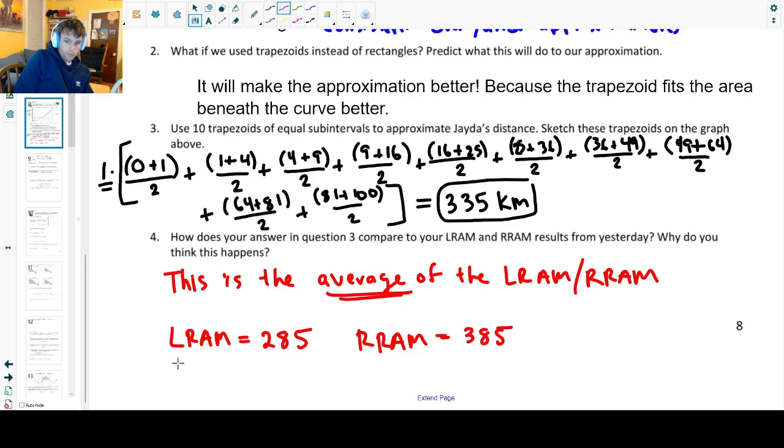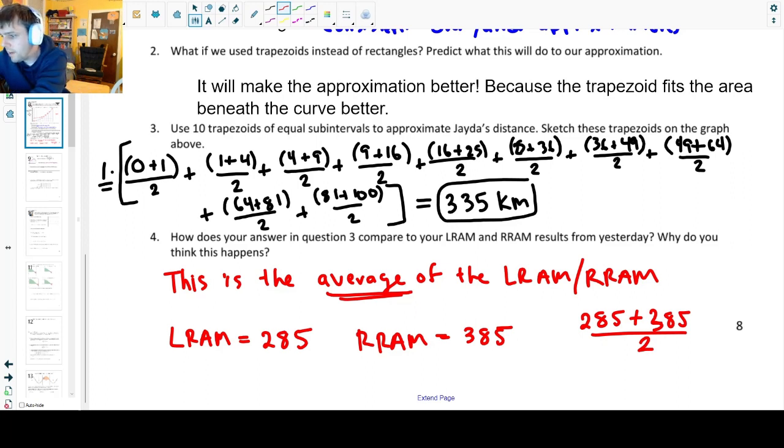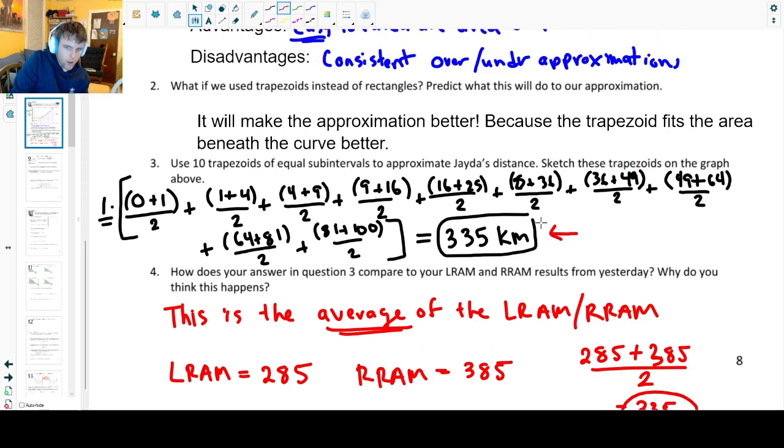385. And if we average those two values, so to average something, you add them together, and then divide by 2. Quickly, I'll do that. 285 plus 385 is 670. 670 divided by 2 is 335. So that equals 335, which again is what we came up with. Why? Why is that the case?